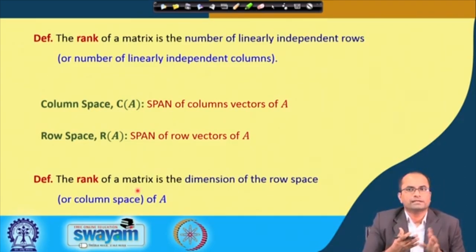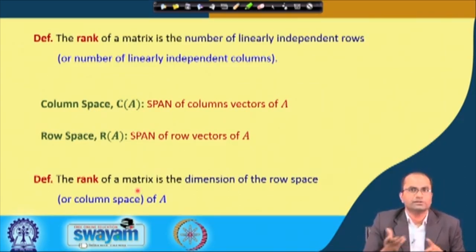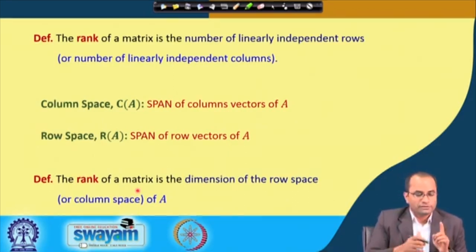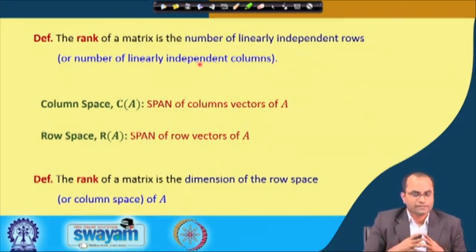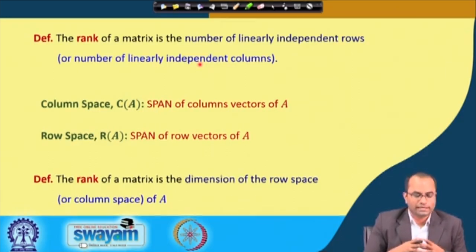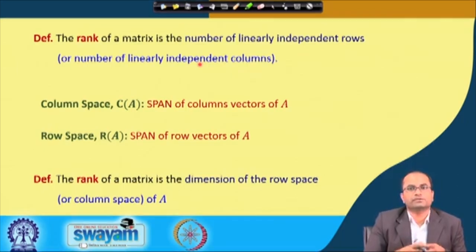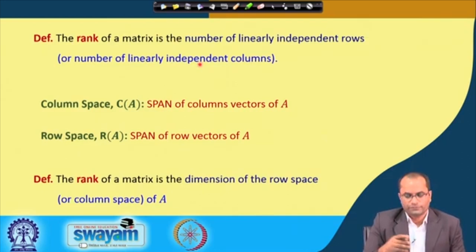The rank is the number of pivots in its row reduced echelon form. Definition number two, the rank of a matrix is the number of linearly independent rows or the number of linearly independent columns of the matrix. And in terms of the dimension, we can also say that the rank is the dimension of the row space or the dimension of the column space of A.